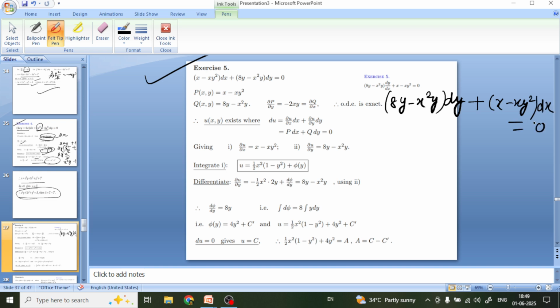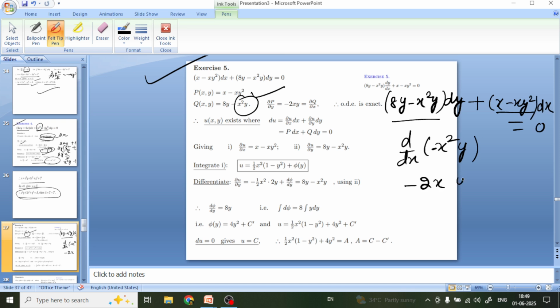And here this one is P(x, y), and this one is Q(x, y). Now take the derivative of this, that should be equal to minus 2xy. Derivative of x square y, minus x square y, it should be minus 2xy. So that's why we will write this value here.